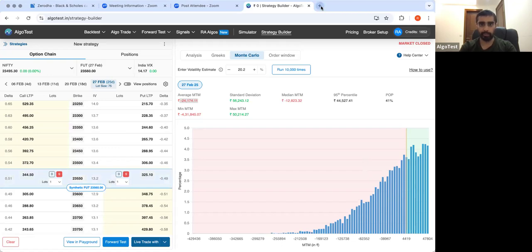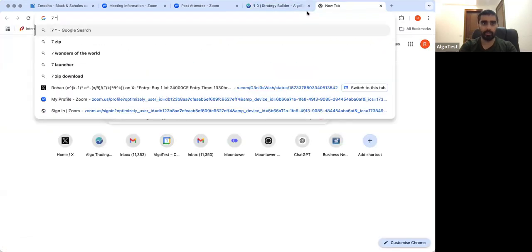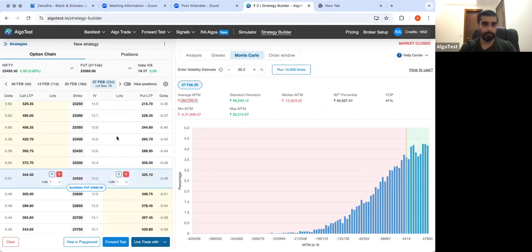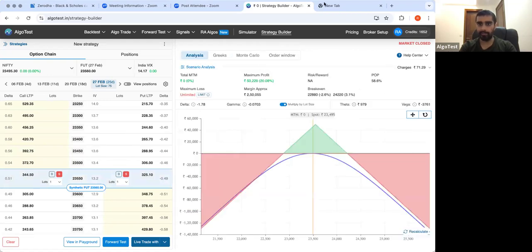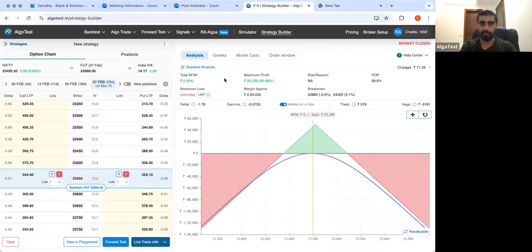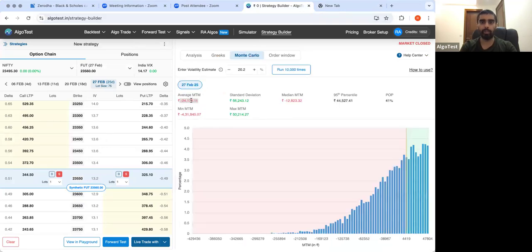Let's open the calculator. So this is 7 into, what was my Vega? 3761. 3761. How much is it showing? 26,327 I would have lost. And here it's somewhere around 24,000 rupees, right? So it's somewhere nearby because this is a simulation, and on average this is going to match. If I run more simulations, it'll match.